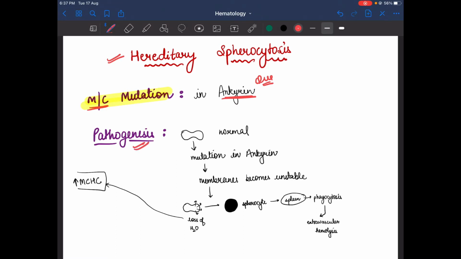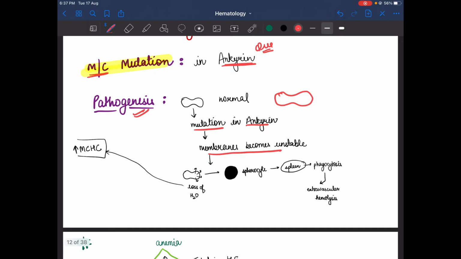Suppose this is a normal RBC. Now if there is a mutation in ankyrin, then the membrane becomes unstable, because ankyrin and spectrin both stabilize the membrane. If the membrane becomes unstable, there is loss of water from the red blood cells, and the RBC shape gets converted into a spherical shape. As it becomes spherical, we call it a spherocyte.